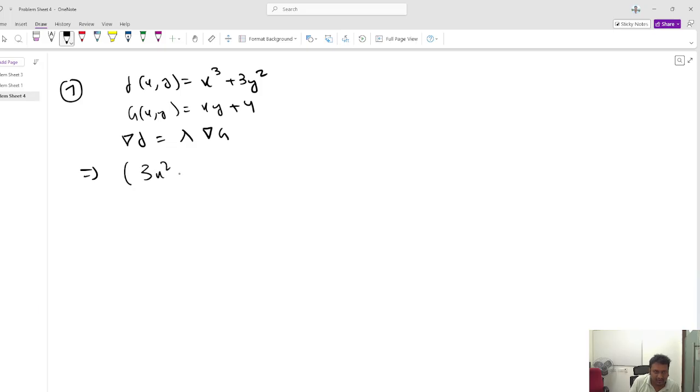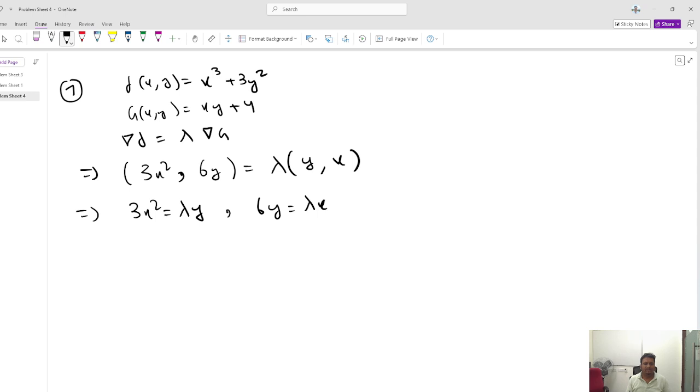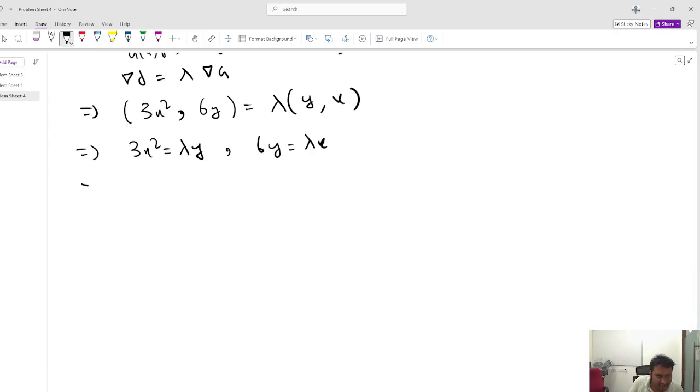tricks. So 3x square, comma, what is this? 3 into 2, 6y should be lambda times yx. So you will get 3x square equal to lambda y, okay, and 6y equal to lambda x. Now let's see how you will do. Note that this point should be on g always, right? Meaning the point should satisfy xy equal to minus 4. Okay. So what you can do is you multiply these equations. I mean, anyway, maybe not multiply, you find the values directly.